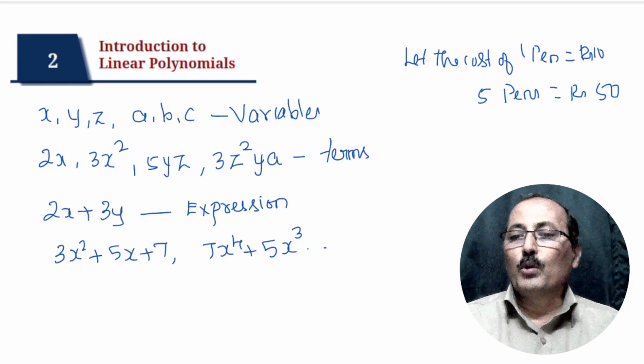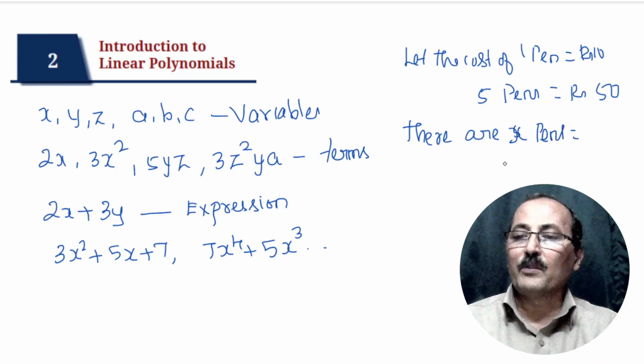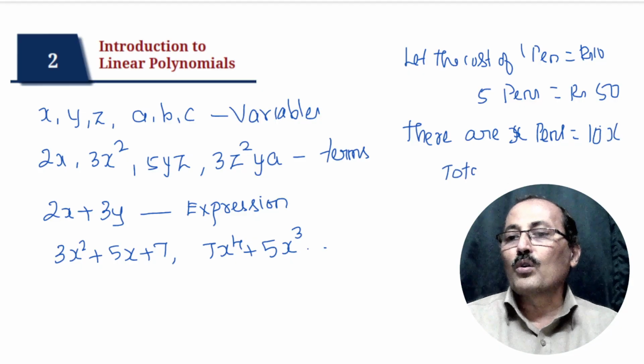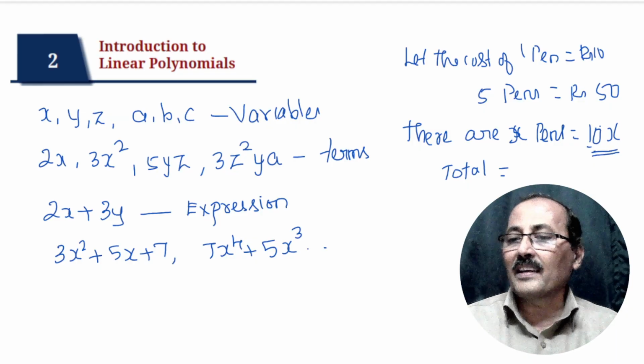Next, suppose there are x pens, like in algebra. What is the meaning of x pens? X means unknown. It may be 4, it may be 5, it may be 1, it may be 20. That means the answer is going to be 10x. The total cost is 10 rupees into the number of pens: 2 pens means 20 rupees, 17 pens means 170 rupees. Like that it goes on. This is the simplest form of an algebraic expression.